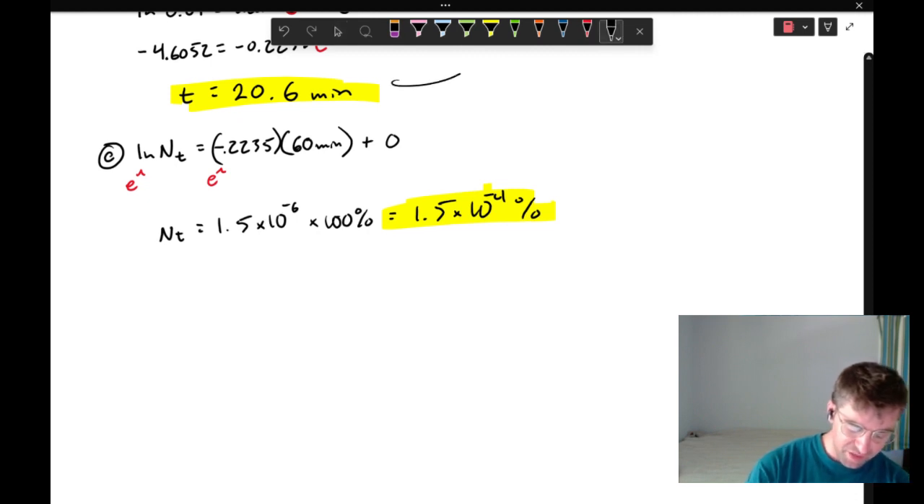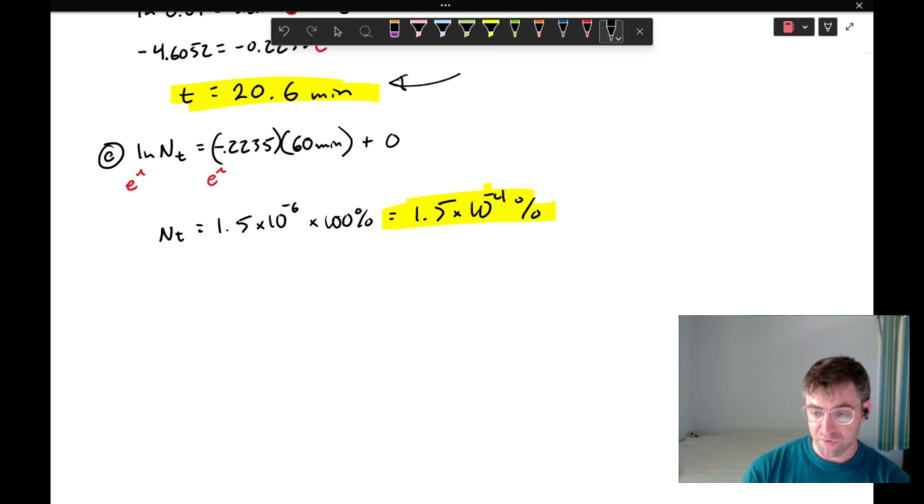And that makes sense given our previous answer. After 20 and a half minutes, only 1% would be remaining. We're going 3 times longer than that, and we'll have a much, much, much smaller number.